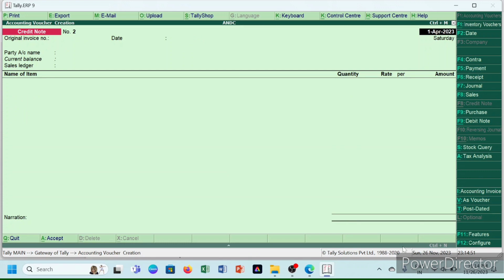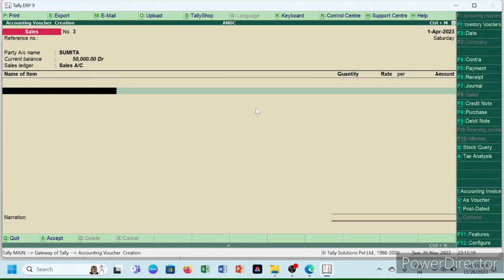Now next is goods sold to Sumita. It's a sale, so we will go to F8, to Sumita, sales account, and then hot neck dress, 100 pieces for 800 per piece, and kurta dhoti, 75 units for 1500 each.